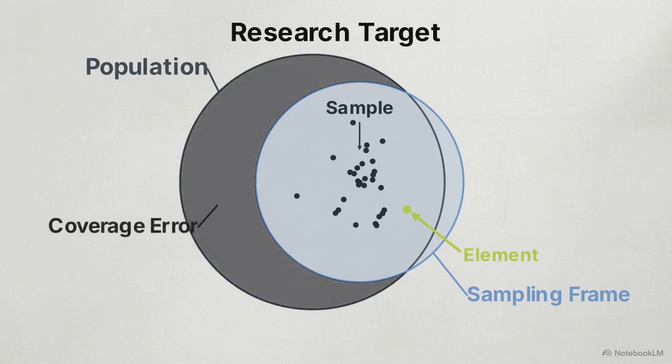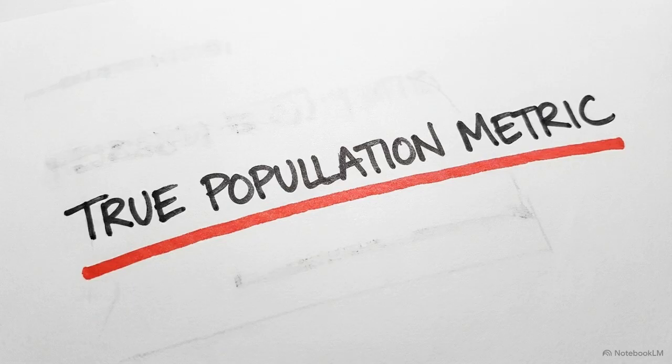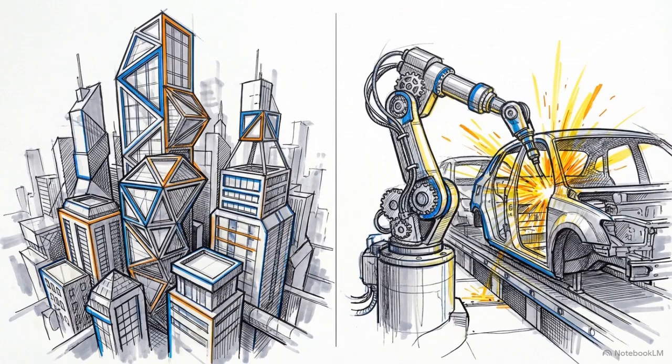Notice the physical mismatch where the sampling frame doesn't overlap with the population. This is coverage error. It happens when your list is out of date or incomplete, meaning certain elements of your target population have absolutely zero chance of being studied. What researchers are actually looking for is the parameter, the true objective mathematical characteristic of the entire population, like the actual average income of a city or the true failure rate of a manufactured part.